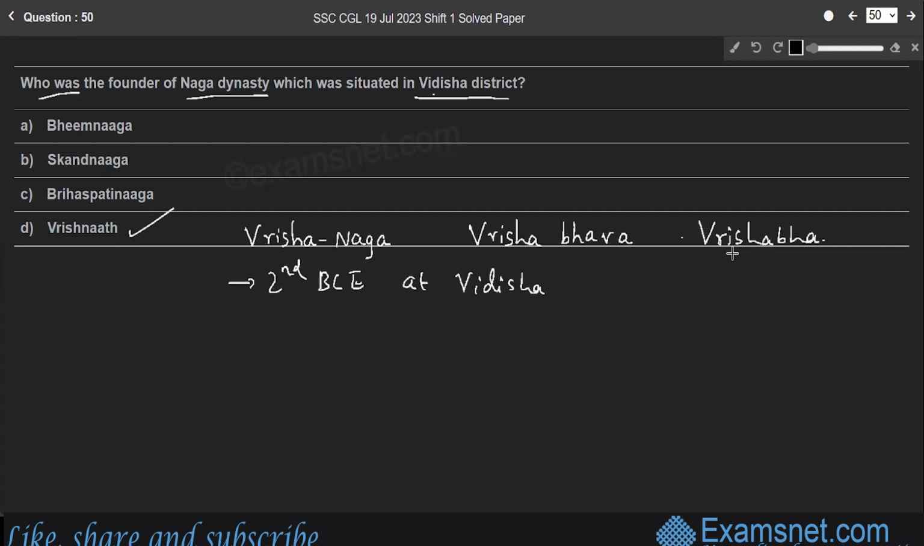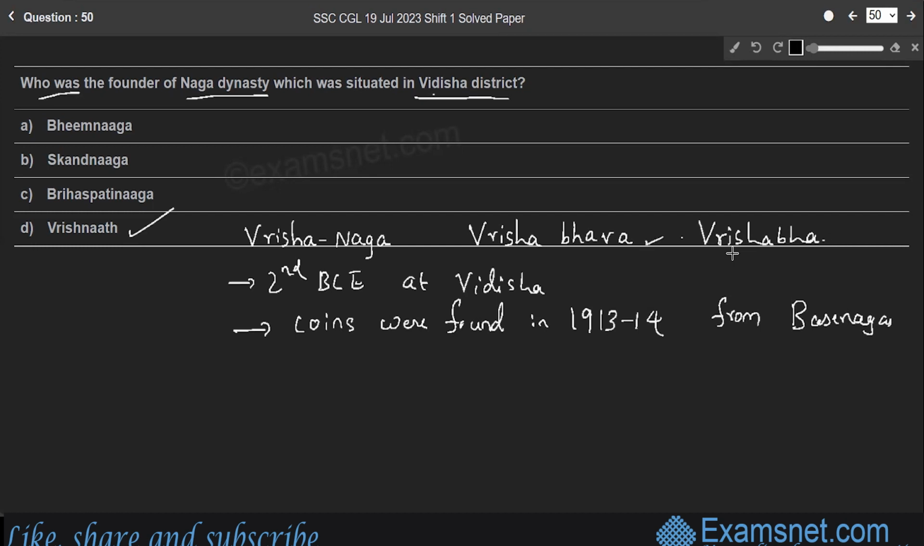The coins of the Naga dynasty were found in 1913-14 from Besnagar, right? So Vrishnath or Vrishanaga or Vrishabha, all the names are correct here. He was the founder of Naga dynasty.